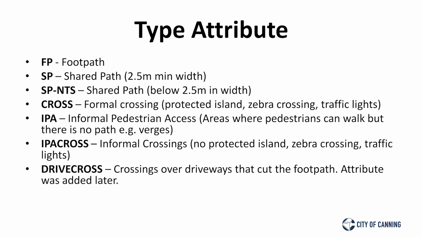IPA was informal pedestrian access, think verges where there's no path, and I'll get to those in a second. IPA cross, so these were informal crossings, so it's a crossing across the road, but you've got no protection whatsoever. And the last one, which was added a bit later, was a drive cross. Now this one was for mostly commercial and industrial areas where we have really wide crossovers that cut footpaths into segments, so we had to create crossing lines for those.